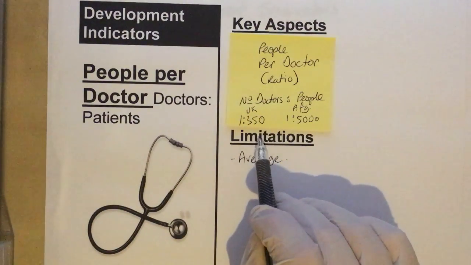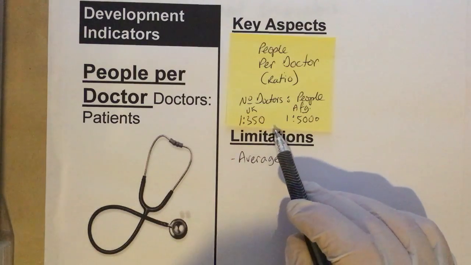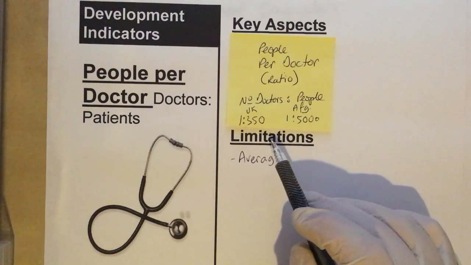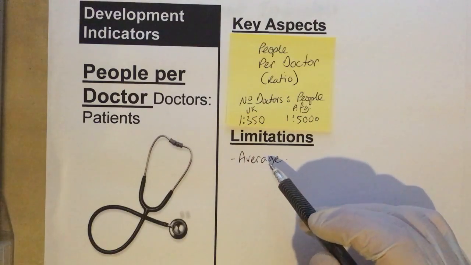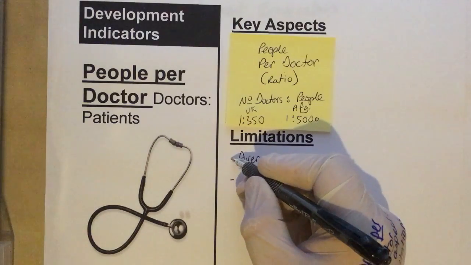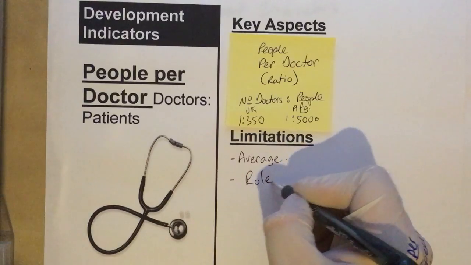So it's what the doctors do. In some countries there might be lots of doctors, but they might be employed, say, in private practice, or they might be employed in other things such as cosmetic surgery, particularly in HICs, higher income countries. So the doctors are not necessarily treating medical conditions, they might be cosmetic doctors. So that's down to the role of the doctor.